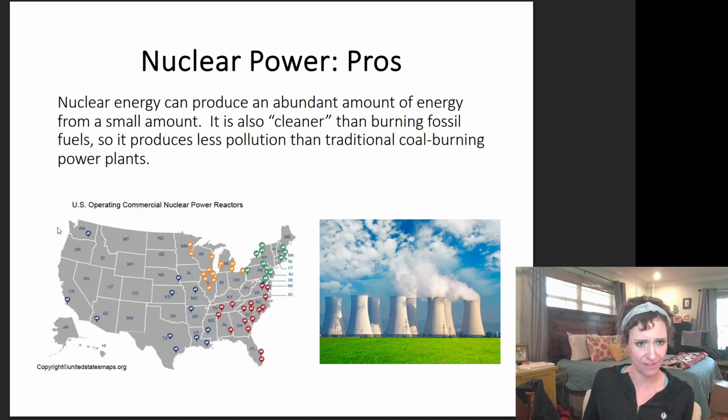Also, here's a picture of operating commercial nuclear power reactors in the United States. It's a good kind of thing for us to see where we are getting the sources of our energy from as a result of nuclear power.